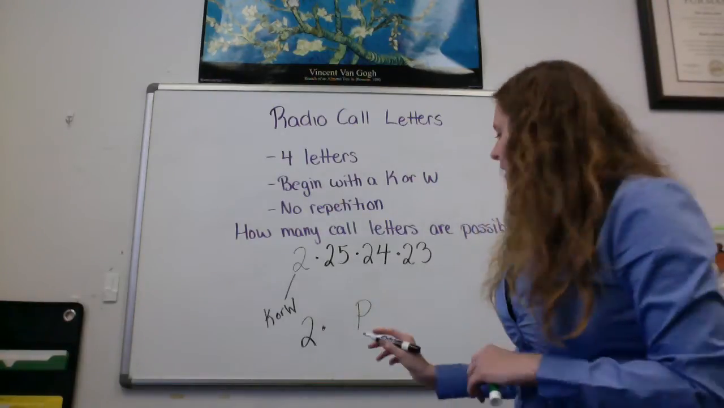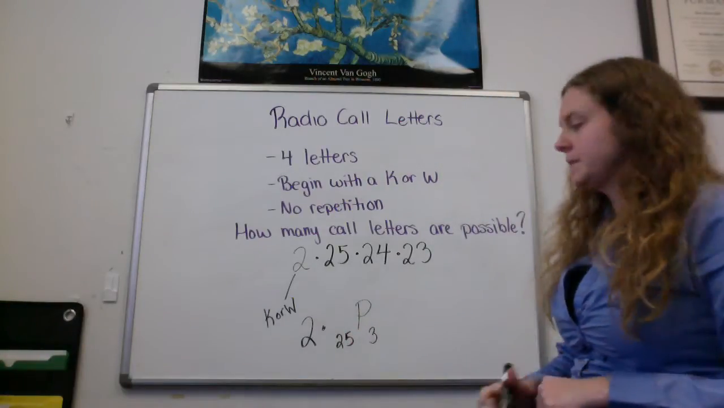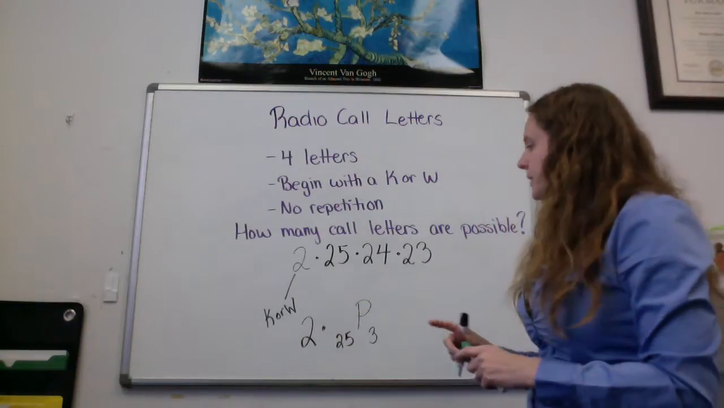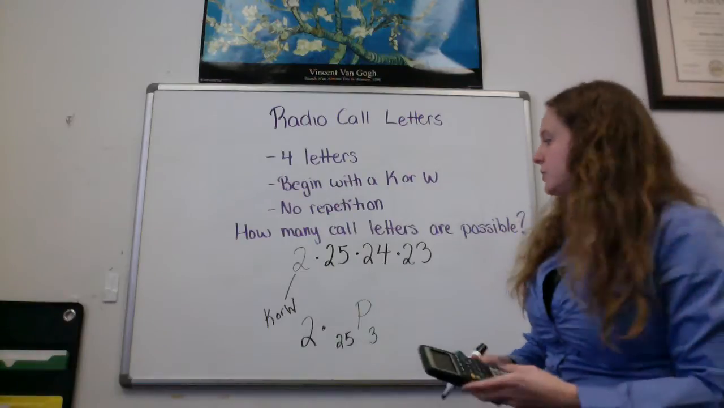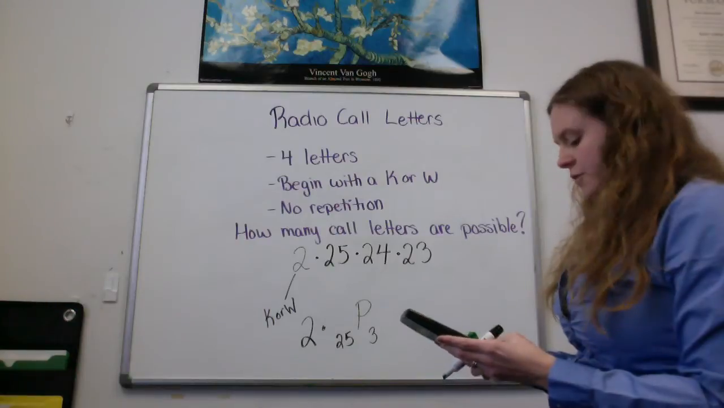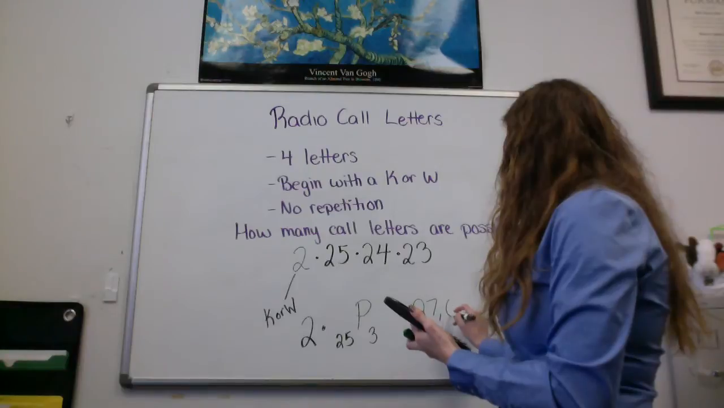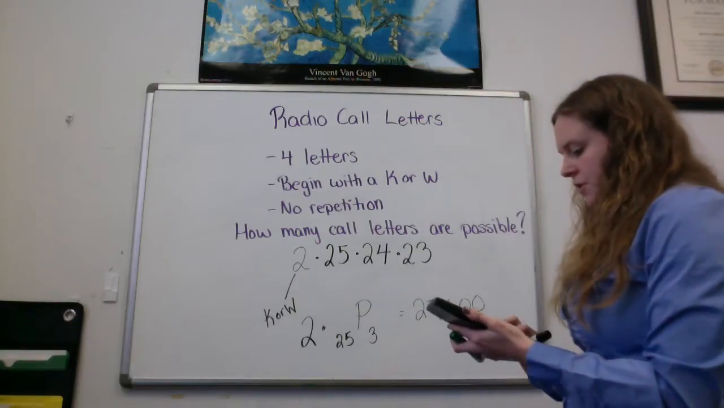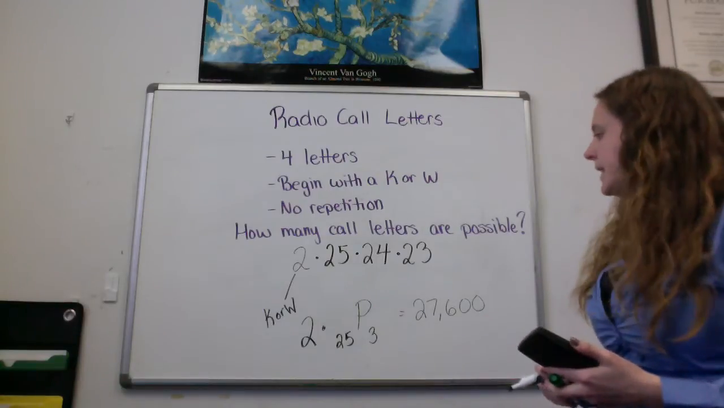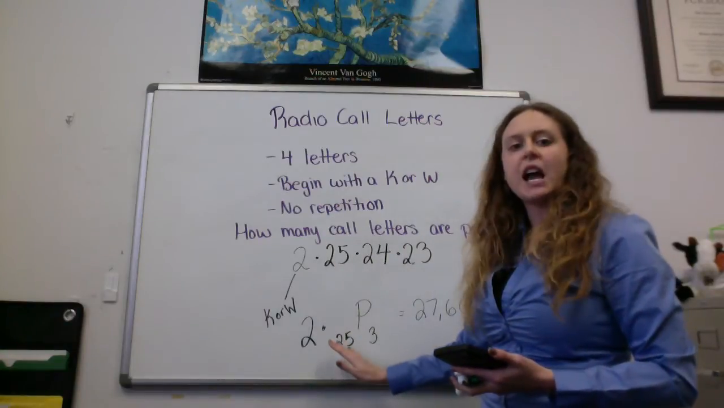There are 25 letters to choose from, and I'm choosing 3. The 3 that remain right here. I've already got the first one chosen, so I'm only choosing the second, third, and fourth. Either one of these answers is going to give us the same thing. You can use the permutation formula. You can use the button on your calculator, whichever one that you want to. In either case, I'm going to get 27,600.